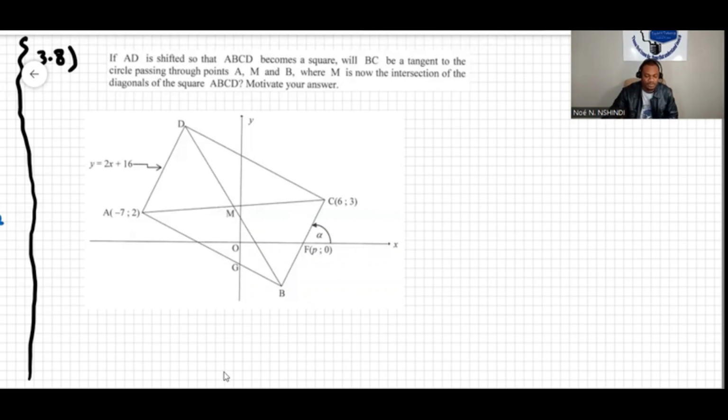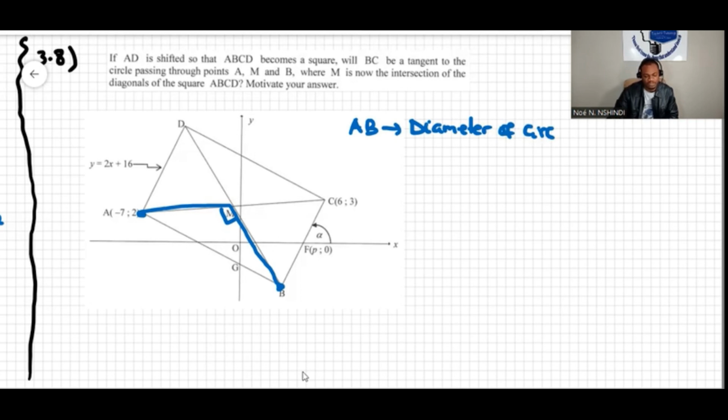Over here it must be a 90-degree angle, and because it is a 90-degree angle, the line AB then will become the diameter of the circle. If I could draw the circle here, let's just draw that circle. The circle that passes through A and B, it must be something like this.